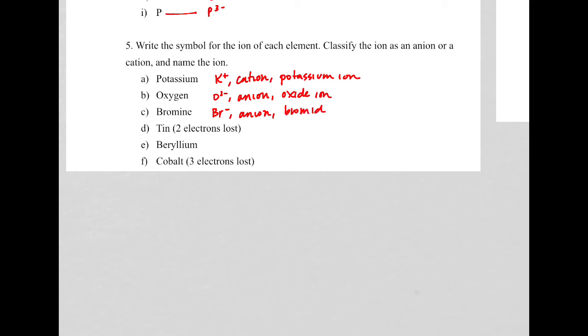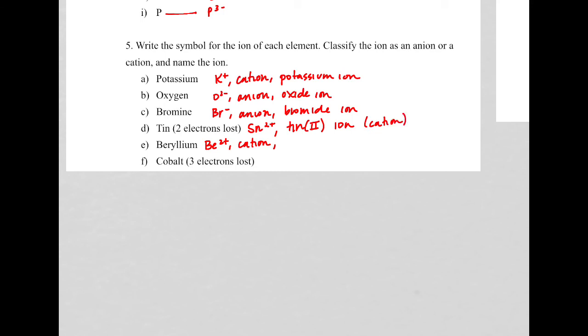Bromide ion. Tin with 2 electrons lost is Sn2+, and we'll just call this the tin. If you don't have to know the stock or the suffix endings for this, so we just know it as the tin 2 ion. Beryllium, Be2+, cation. Oh, I forgot to say that tin is a cation.